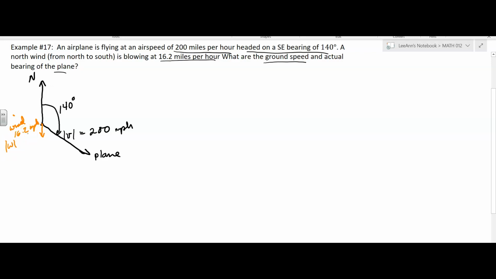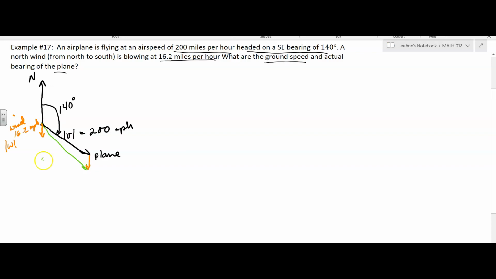Now, think about picking up that little orange vector and adding it to the plane's vector. I probably drew it a little bit too big. That gives us then, because remember we add vectors tip to tail, my plane, but it's being influenced by this wind that's blowing it a little bit off course and probably slowing it down a little bit. Maybe it's not, maybe it's helping it speed up.